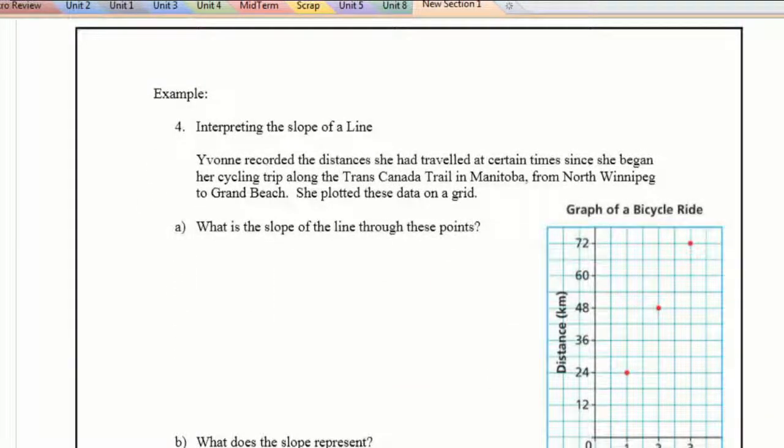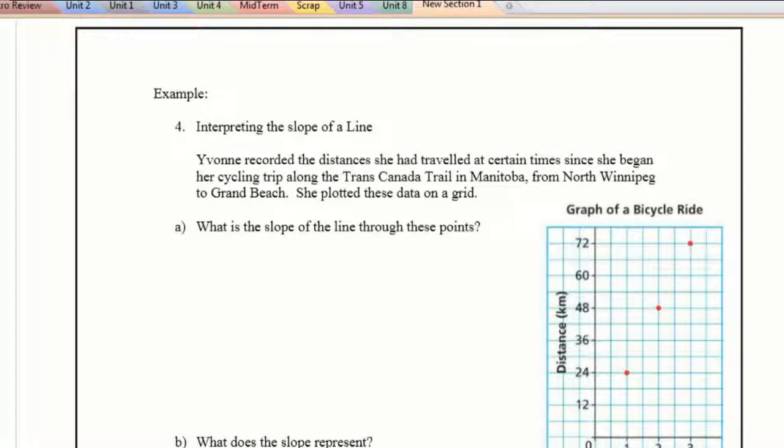Example 4, interpreting the slope of a line. Yvonne recorded the distance she had traveled in certain times. She began a cycling trip across the Trans-Canada Trail in Manitoba from Winnipeg to Grand Beach. She plotted the data on a plot. What is the slope of the line through these points? What does the slope represent?